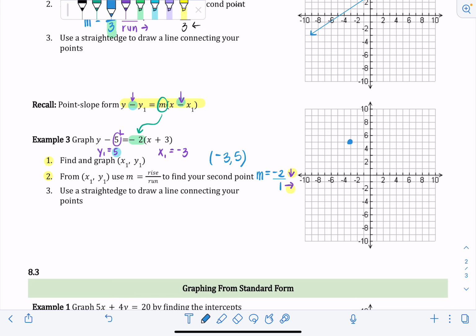So we'll start from our negative 3, 5. From there, we'll go down 2, and then we'll go right 1, and then put a point at negative 2, 3. And then we just need 2 points. We can go ahead and move down to step 3, connect them, and then we'll have our line.